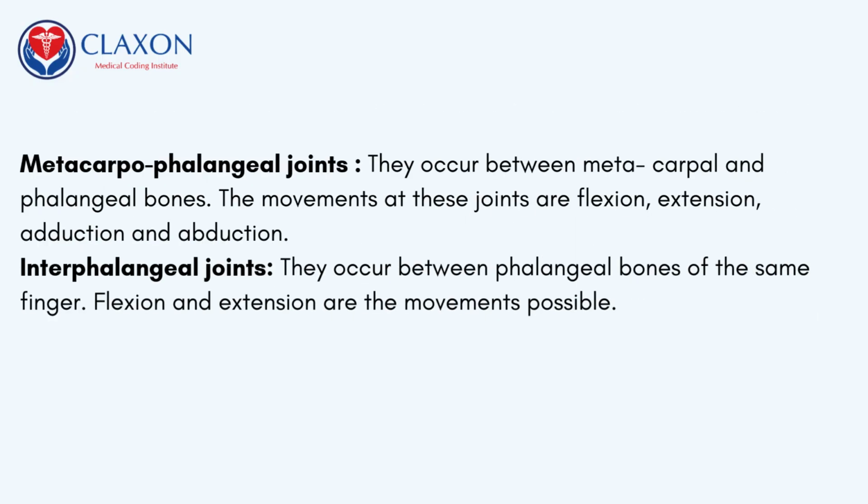Metacarpophalangeal joints occur between metacarpal and phalangeal bones. The movements at these joints are flexion, extension, adduction and abduction. Interphalangeal joints occur between phalangeal bones of the same finger. Flexion and extension are the movements possible.